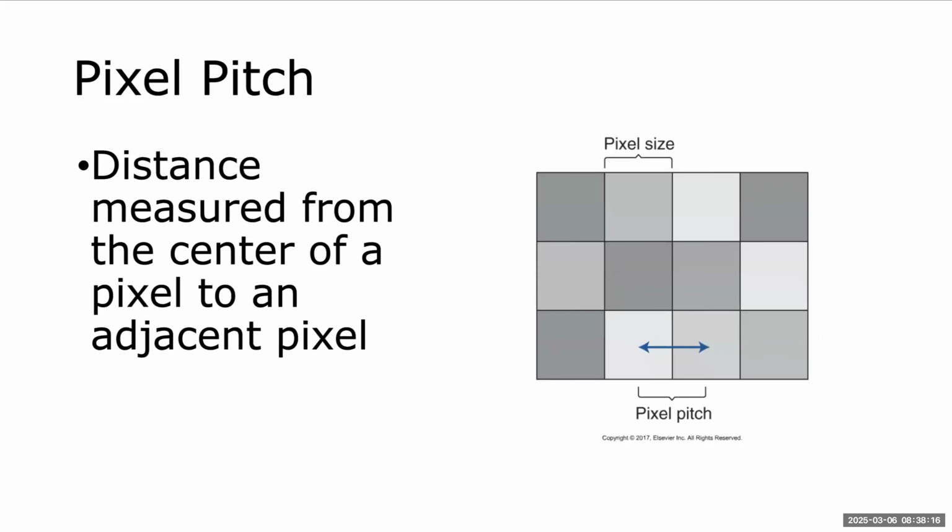Pixel pitch is referring to the distance measured from the center of a pixel to an adjacent pixel. So it is not the same as the pixel size because it's going to depend on the electronics that are actually between the pixels. So that's why it is different.